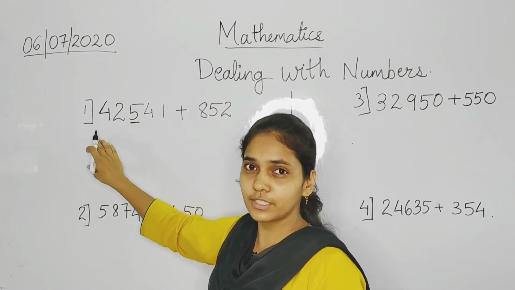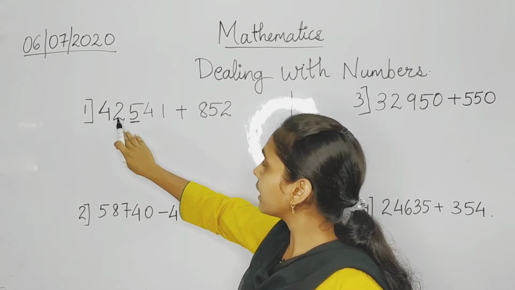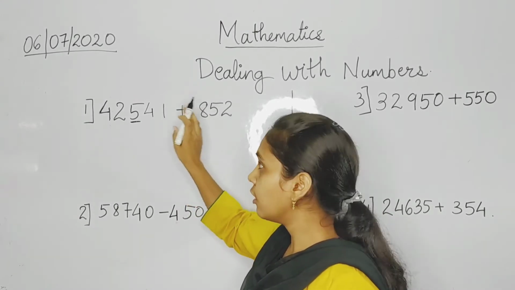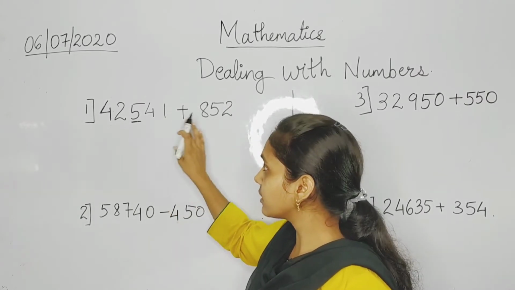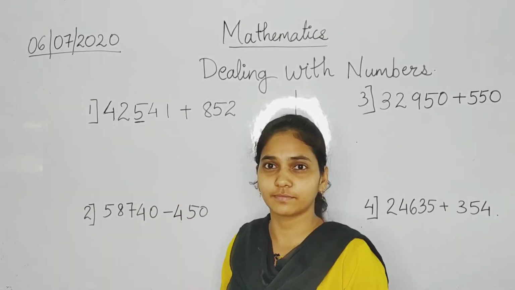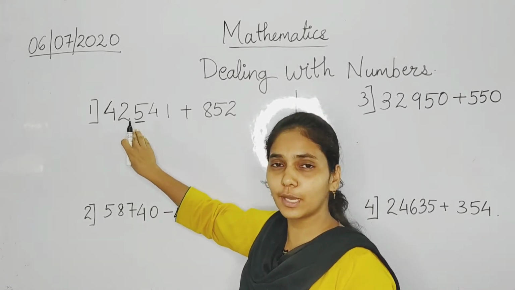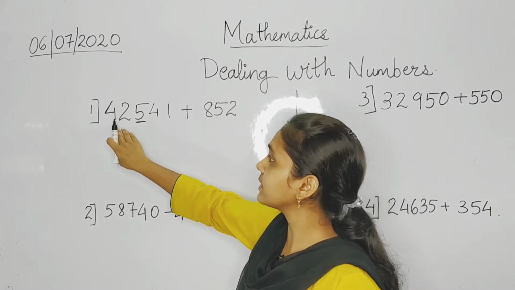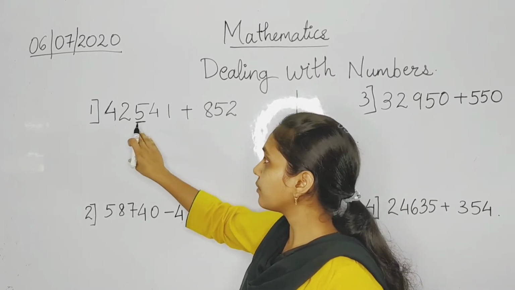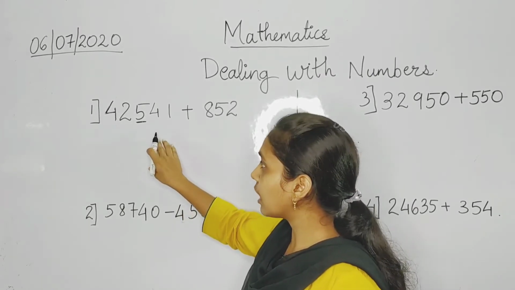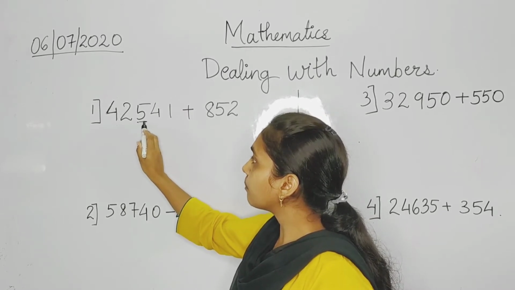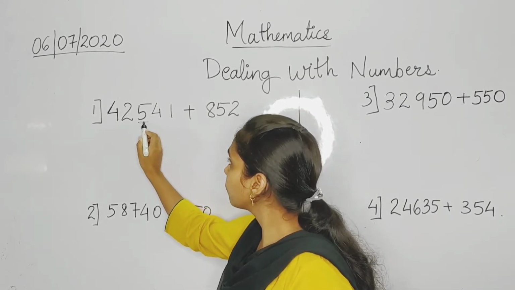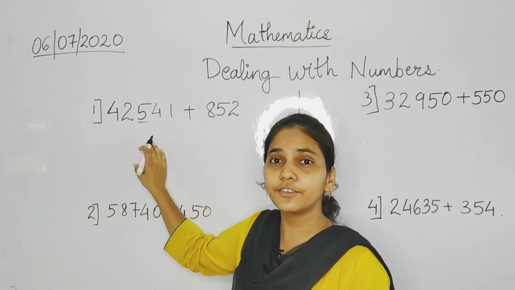So first we will see the first example, in which we have to add two numbers. The first number is 42541 and the second number is 852. We have to add these numbers, but first by rounding off the figures. Both the numbers we have to first round off, and then do the calculation. So first let us see the first number, which is 42541. Now we have to round off this number to the nearest number. To round off, first we see the number which is in the hundreds place. The number in the hundreds place is 5, so we have to round off the number to the hundreds place.